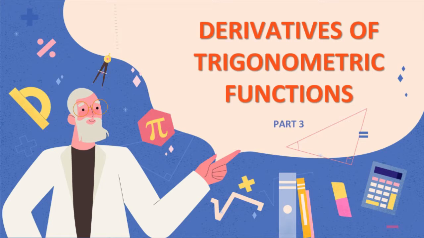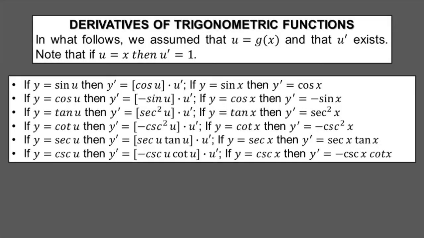Now, we will be discussing derivatives of trigonometric functions. In what follows, we assume that u equals g of x and that u prime exists. Note that if u equals x, then u prime equals 1. Here is the list of the derivatives of trigonometric functions. First, if y equals sine u, then y prime equals cosine u dot u prime. In other words, if y equals sine x, then y prime equals cosine x.